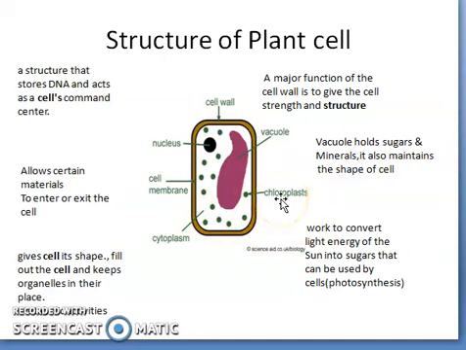Here is the chloroplast. Chloroplast converts the light energy from the sun into sugars that can be used by cells. This is the process of photosynthesis. The formation of food is due to the chloroplast, and it is the green colored organelle here in the cytoplasm.